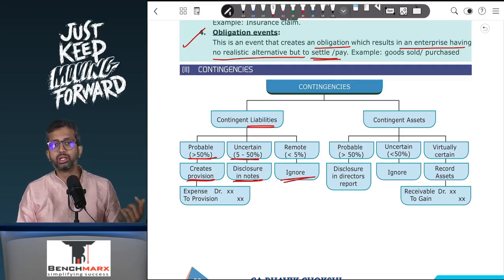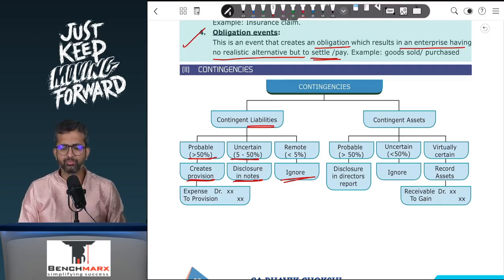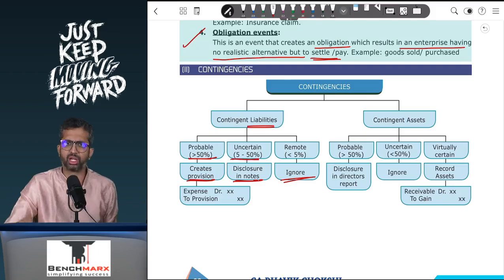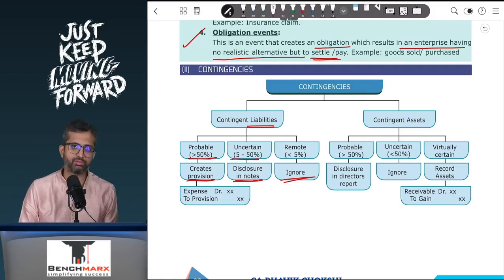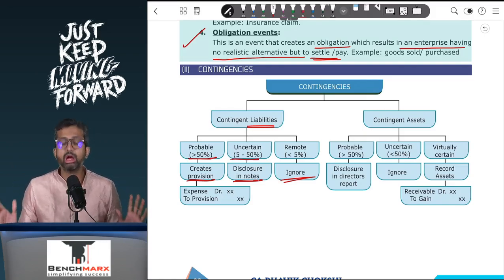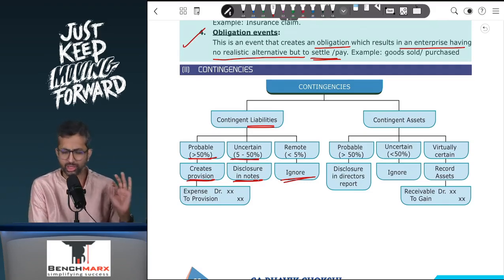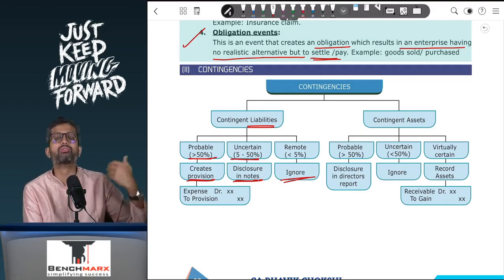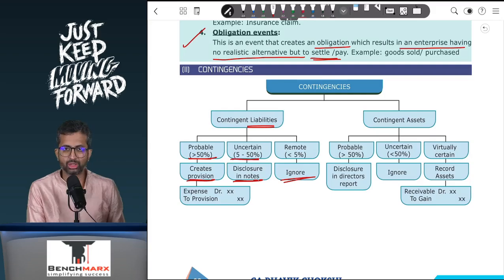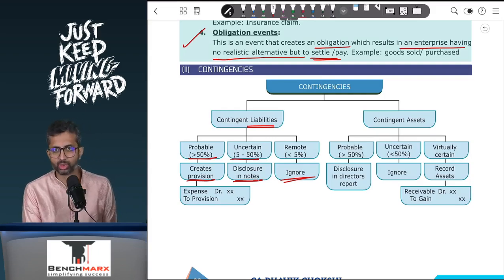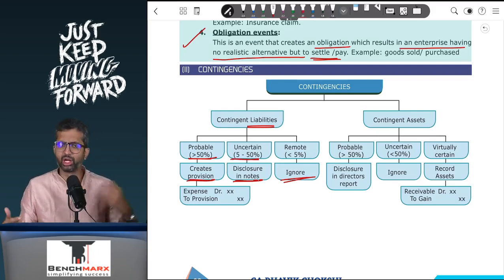Now, if nothing of this sort is given, then the question remains silent, and we will say there is a 50-50 chance. Like if someone asks you what is the chance of you getting heads or tails, it is not more than 50, not less than 50. It is equal to 50. And at exactly 50, there is uncertainty, and hence you will give a disclosure. But you don't know whether it is remote or not. So you will generally make a standard statement that for these cases, you will give a disclosure in the notes unless it is remote. Now this is regarding contingent liabilities.